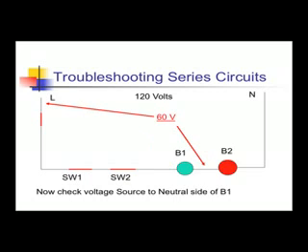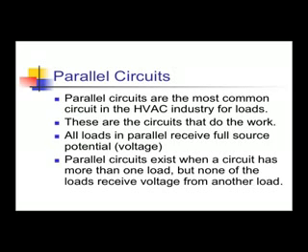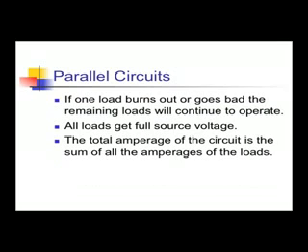Okay, we're continuing to move through our circuit. We're now at the source or line side of B1. We're between B1 and B2. And we have the voltage at the neutral side of the circuit. In that case, the circuit was good. When troubleshooting a series circuit, if you get source voltage across any switching device, that is the switch that is open. When troubleshooting a series circuit, if you get source voltage across a load and the load is not operating, the load is bad. It's acting like an open switch.